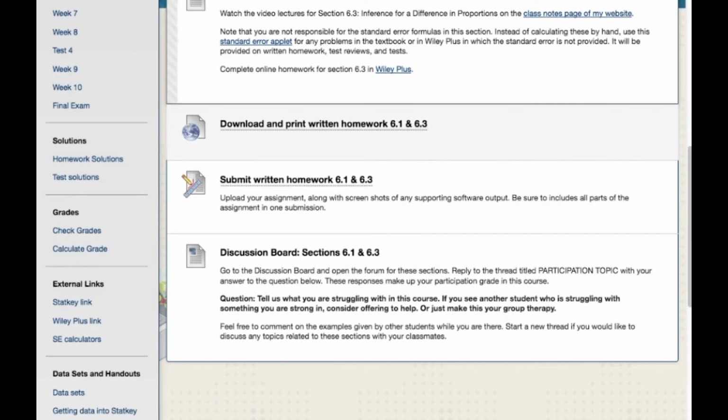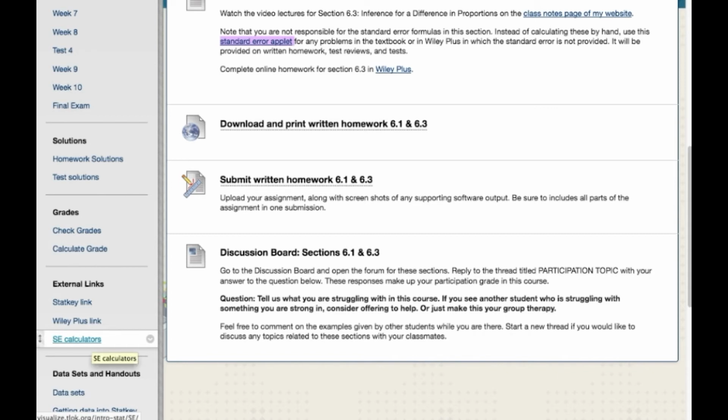From Blackboard, there are two places we can find this link. One of them is in the item for section 6.3. We have a link in this description, standard error applet. The other place is if I look over on this menu to the left and scroll down, under external links you'll see this SE calculators. That's standard error calculators.